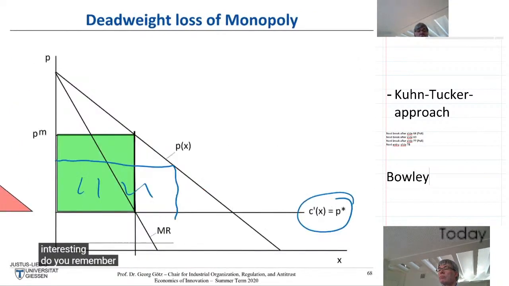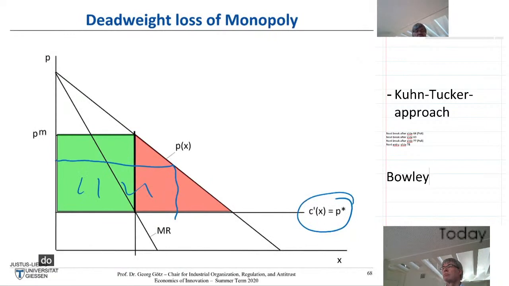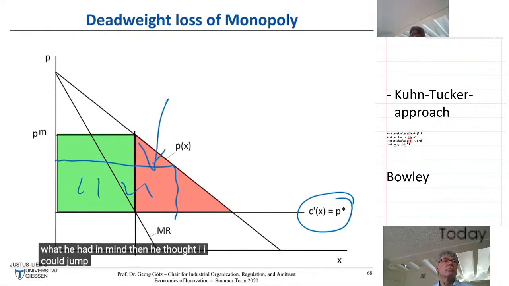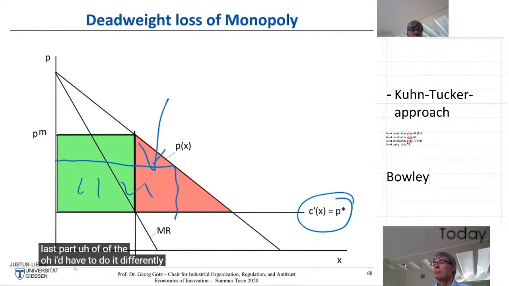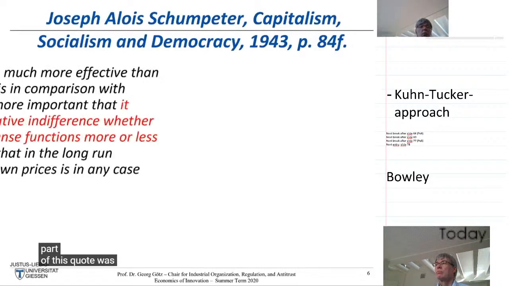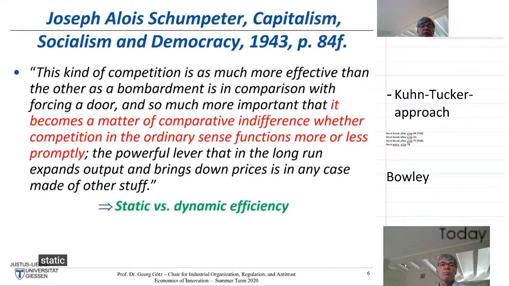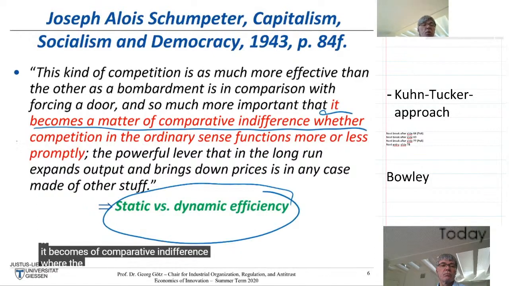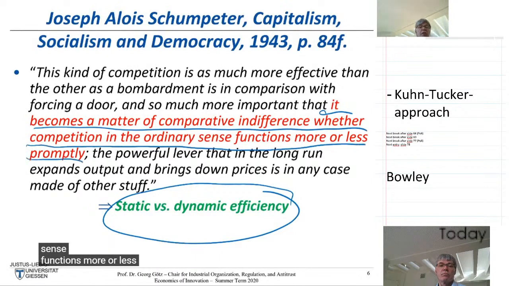Oh, that's interesting. Do you remember Schumpeter? Do you remember creative destruction? I could jump back to the last part of the quote I gave you, if I managed to find it here. The last part of this quote was about static versus dynamic efficiency: it becomes of comparative indifference whether competition in an ordinary sense functions more or less promptly.